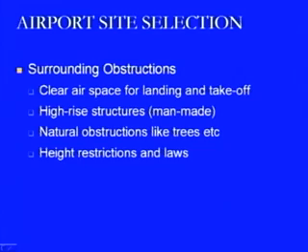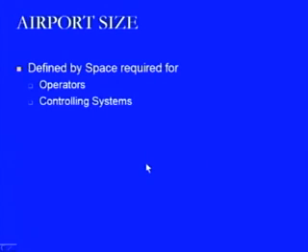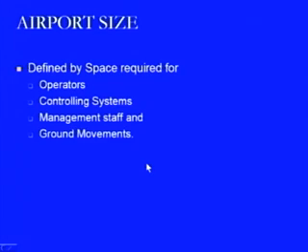So, these height restrictions and laws have to be taken care of. The next thing we can discuss now is the size of an airport, how we are going to decide what the size should be. It is defined by the space required for operators, that is airlines, the controlling systems, that is security controls and operational navigational controls, the management staff managing the airlines or the airport, and the ground movements required for the aircraft coming to the aprons or the terminal buildings, or going to the storage areas or to the hangars.